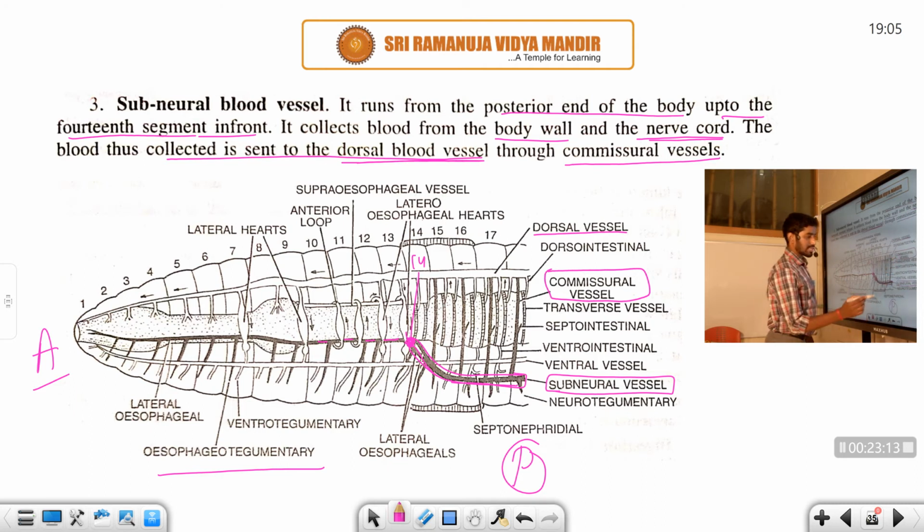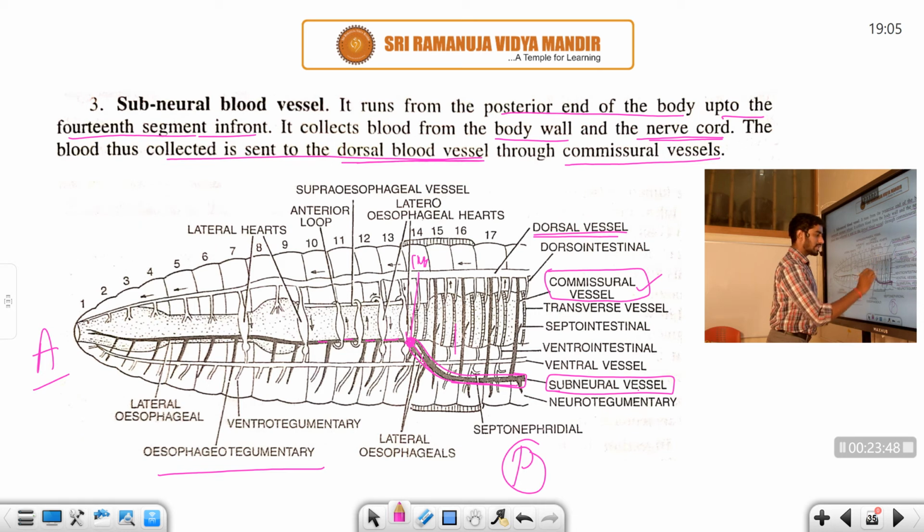Very easy to understand, students. The subneural blood vessel is available from the posterior end and extends up to the 14th segment. It receives blood from the body wall and nerve cord, and it is connected to the dorsal blood vessel with the commissural blood vessel. What is the importance of this commissural blood vessel? It carries the blood from the subneural blood vessel to the dorsal blood vessel.